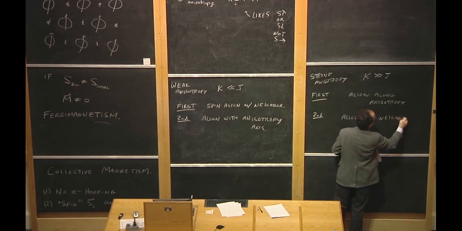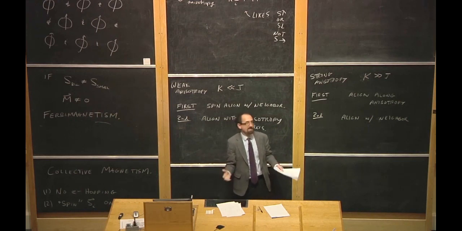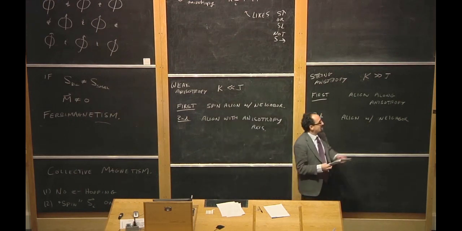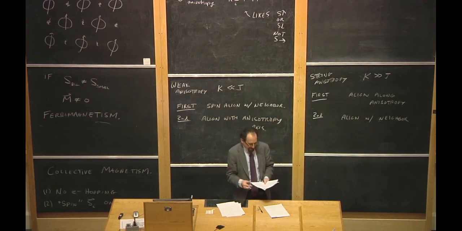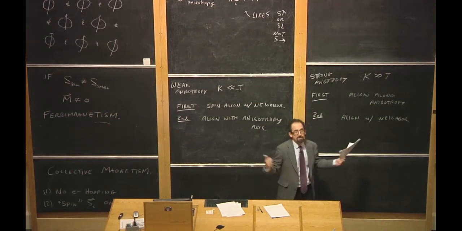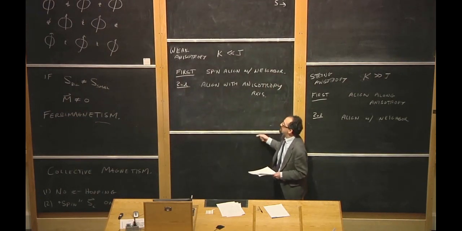Now, this may seem like it's a trivial distinction, because at the end of the day, the ground state is the same. The ground state is that everyone's aligned with their neighbors and everyone's aligned along the anisotropy axis. So why did I make a big deal about this? Well, it makes a difference. The two limits are different if you think about what the low energy excitations are.